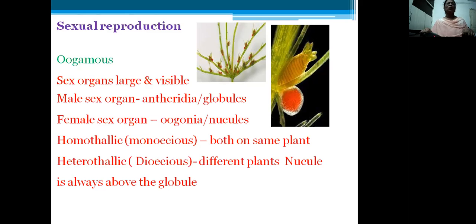The plants may be homothallic or heterothallic. That means the nucule and globule may be present on the same plant. In case of homothallic species they are on the same plant, whereas in heterothallic species, they may be present in different plants. Nucule is always above the globule. That means wherever it is present, both the structures are present. Nucule is present just above the globule. That is above the antheridium only. Oogonium is present.